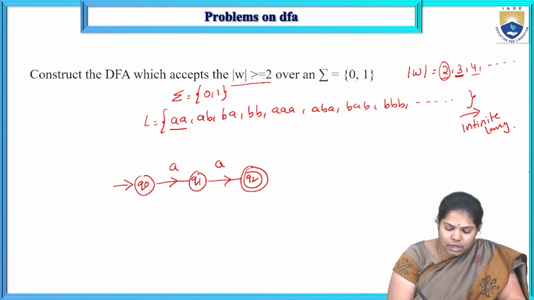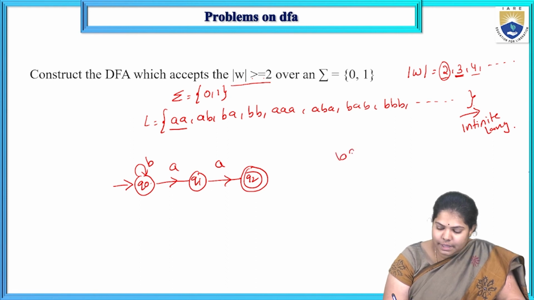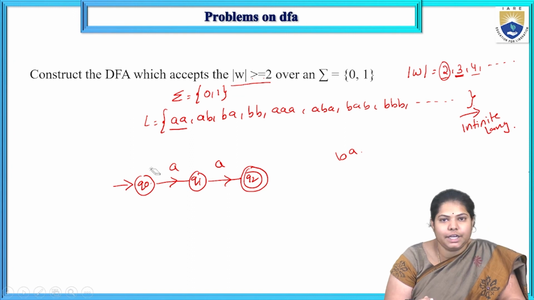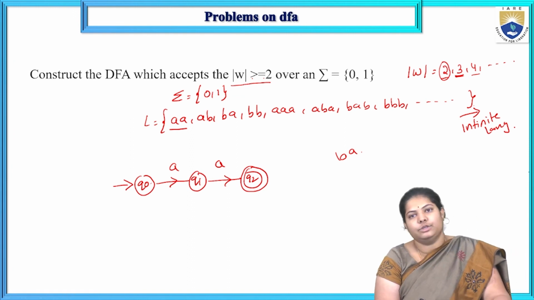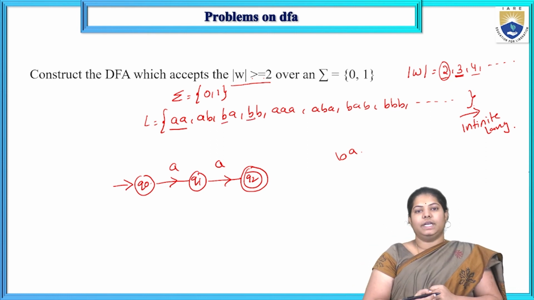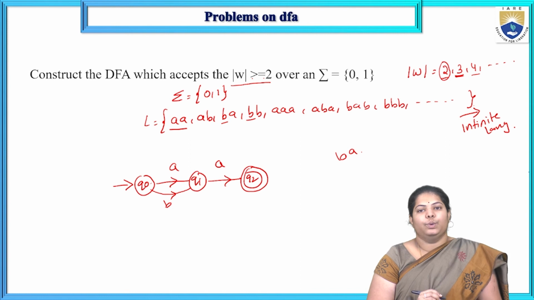So here Q naught contains A. What if in case I get a B? Is that accepted? If I keep a loop here, can I execute a string called BA? BA does not reach the final state. So therefore, can I send it to the dead state? No. I also have strings which start with B. So I should not send it to the dead state. What is possible? I send it to the next state, Q1.